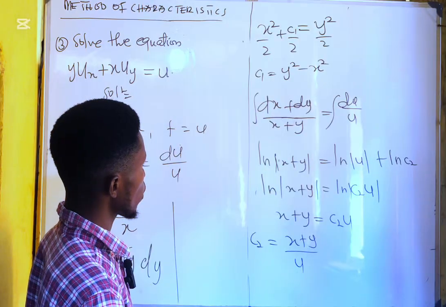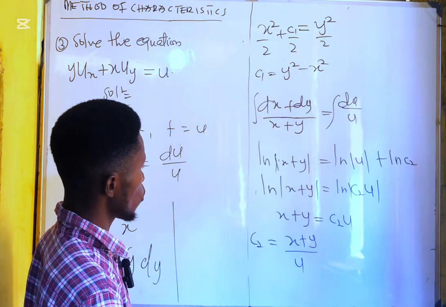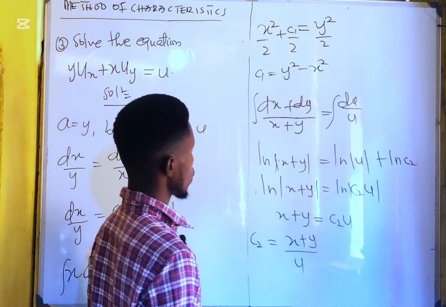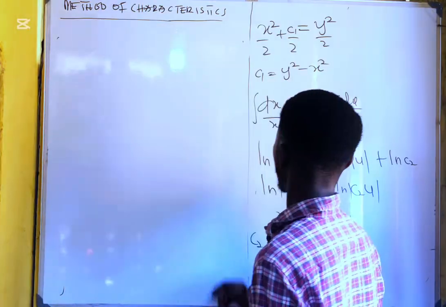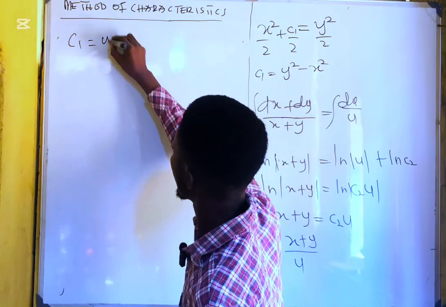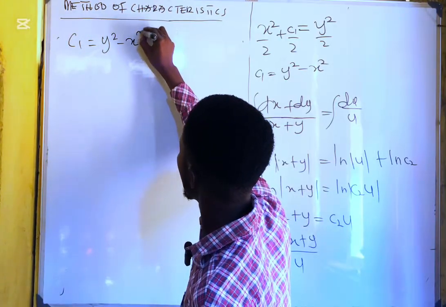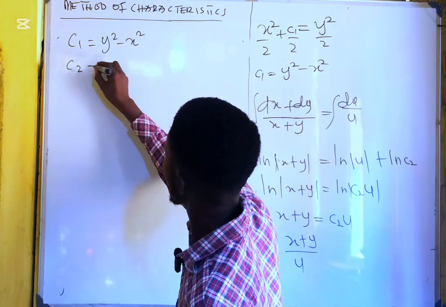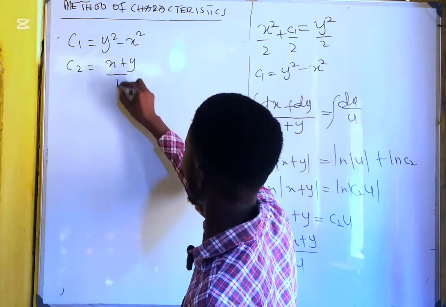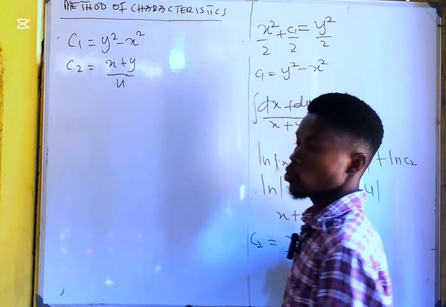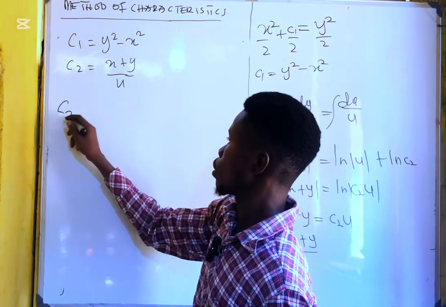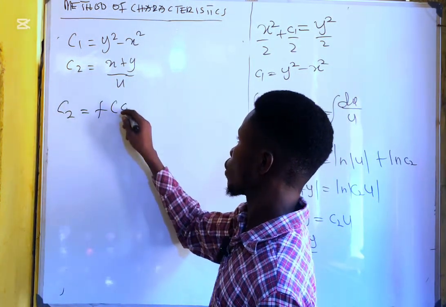So let's look at what we can do. We are now going to equate these. This one is having u. So when I'm equating them, let me bring it here. Okay, these are the two constants that we have. This one is having u. So for the equation, it will be c2 equals a function of c1.